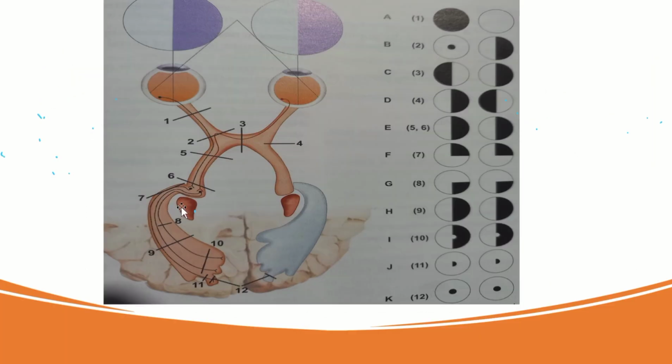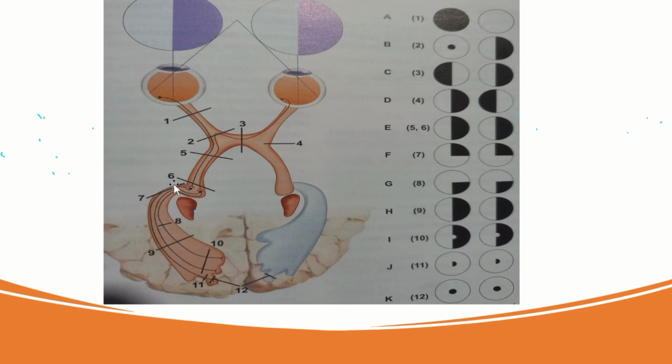So what I wanted to show is this part. Here is the lesion. This part is called Meyer's loop. It is going towards the temporal part of the brain, and it is taking the inferior retinal fibers. So these inferior retinal fibers, called Meyer's loop, go towards the temporal lobe. Here also, in a similar way, it goes towards the temporal lobe.